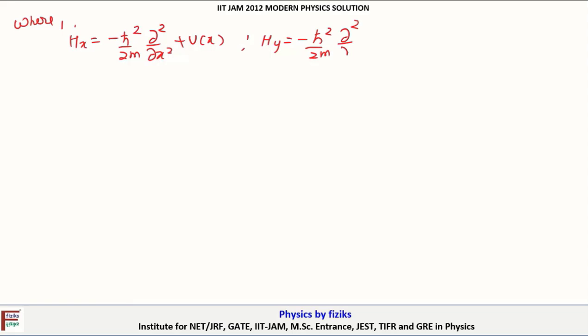where Hx is defined as minus h square by 2m del square by del x square plus V of x. Hy is defined as minus h square by 2m del square by del y square plus V of y. Hz is defined as minus h square by 2m del square by del z square plus V of z.